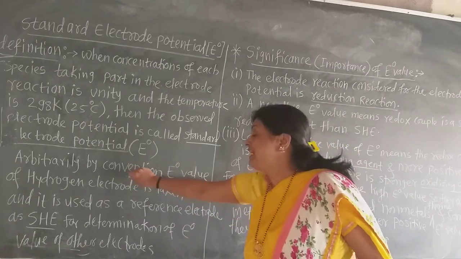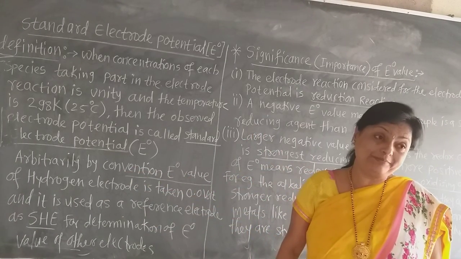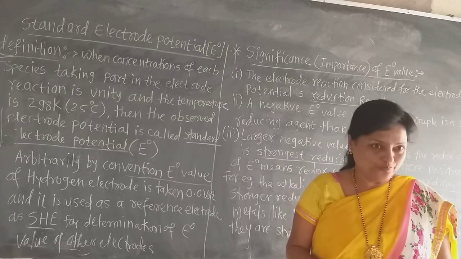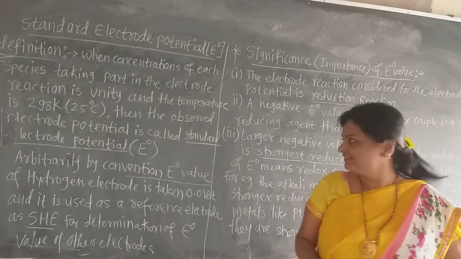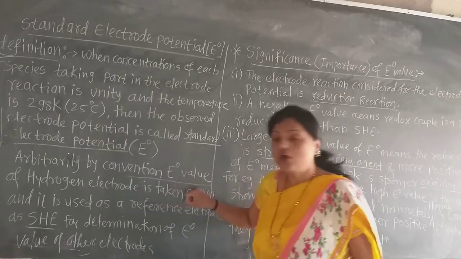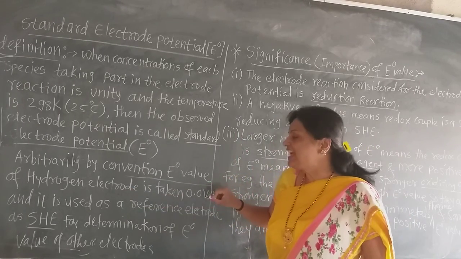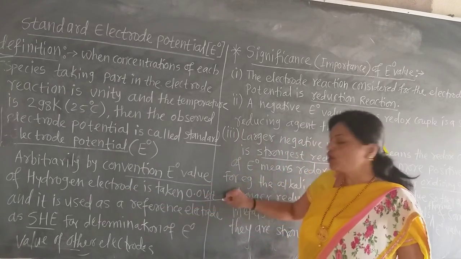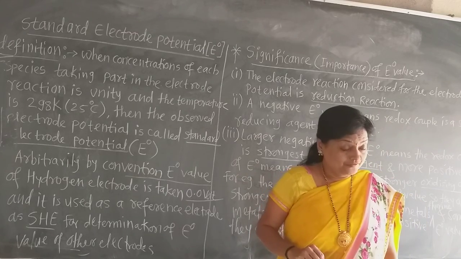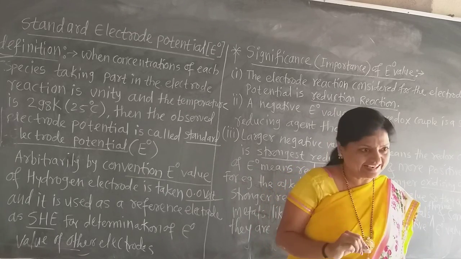Arbitrarily means nearly equal to. The value of E0 of hydrogen is taken as 0.0 volt, which is not exactly correct, but it is nearly correct.